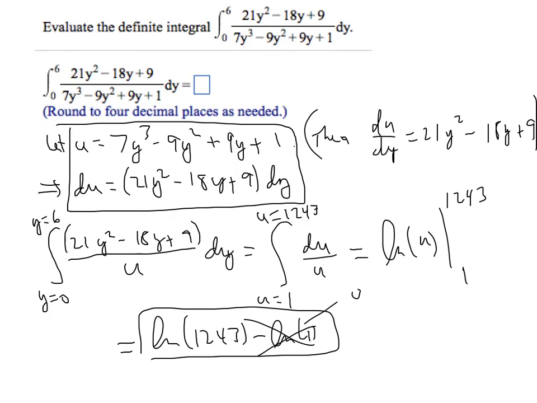Notice that in this problem it asks you to round to 4 decimal places, so that means they want you to put this into your calculator and then just type the number rounded correctly to 4 decimal places there.